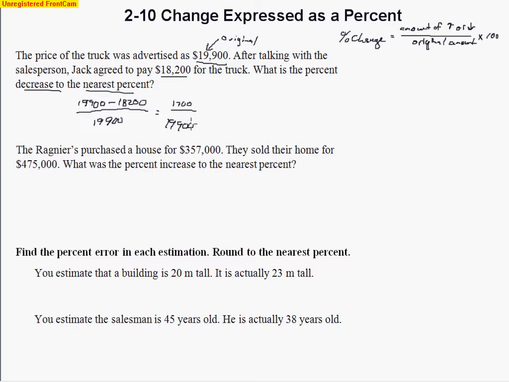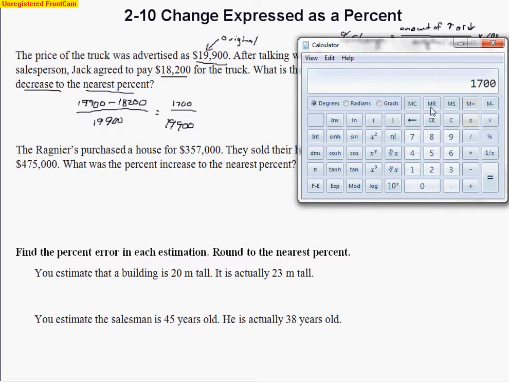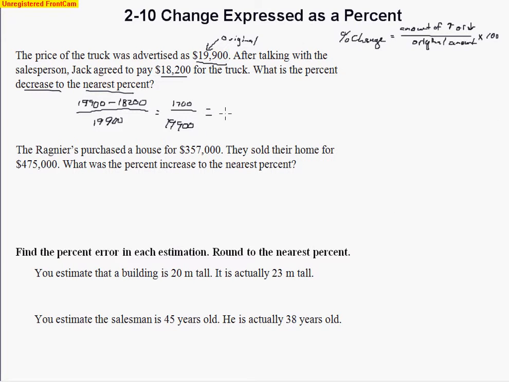And we take that number and divide it by 19,900. Let me try that one more time just to make sure I got that number right. 19,900 minus 18,200. Okay, so 1,700 divided by 19,900, and that gives me this number here, 0.08, and then I had a 5. I saw it was the next number before it disappeared on me.